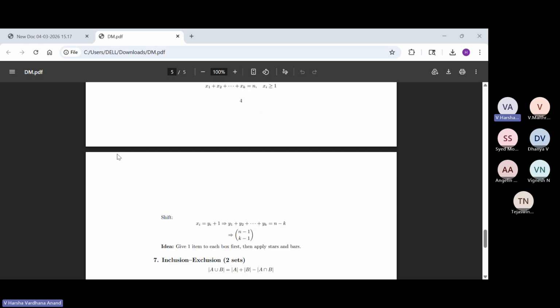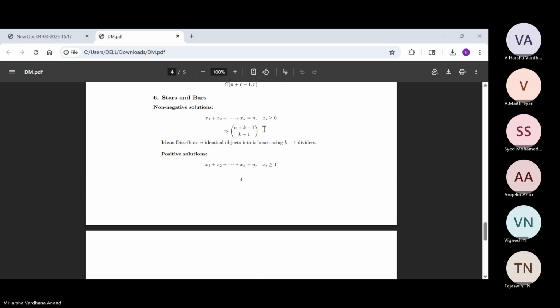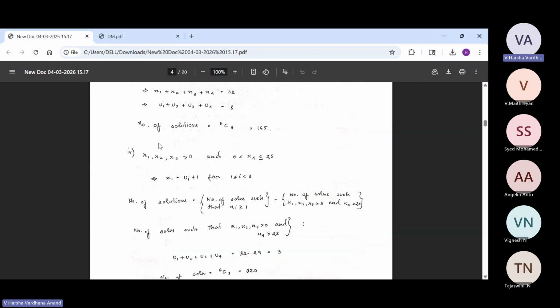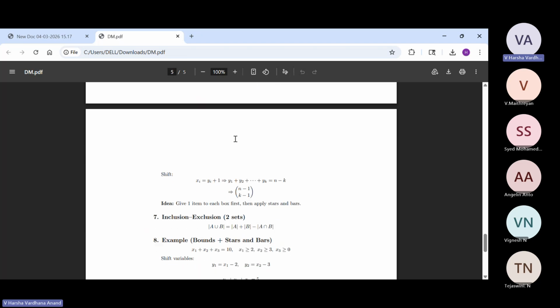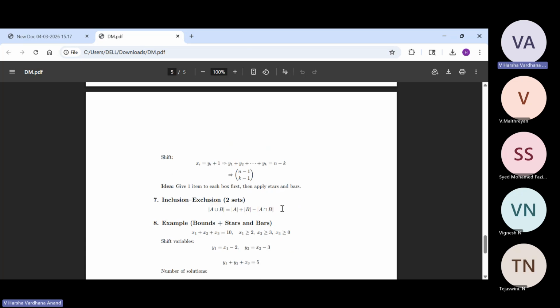And then for some cases, the number of positive solutions is required. In this case, the variables should be not greater than 0, but greater than or equal to 1. So the formula simply changes to n minus 1 choose k minus 1. You have to give one item to each box first, and then apply stars and bars, as in, you can't have one box empty.